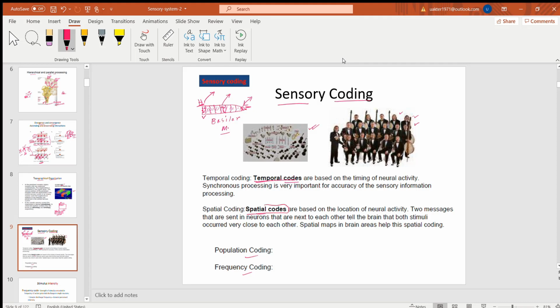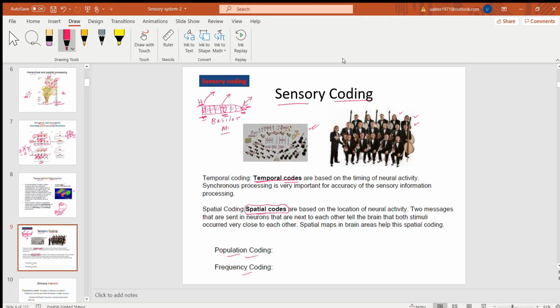Which area is being activated, the neurons or receptors of which area is being activated, that will give you the variation of perception. So that is the spatial coding. Just an example, there are many examples.